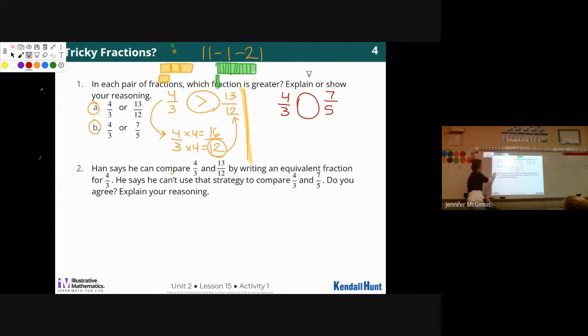And so if we look down here at number 2, Hans says he can compare 4/3 and 13/12 by writing an equivalent fraction for 4/3. That's what we did here. He says, this right here, yes, I get it. Check, I'm down for that, right? He understands this. But then he's like, I can't use that same strategy for this right here. It's not going to work. Do you agree with him? Yeah. And that's what Annabelle's saying.